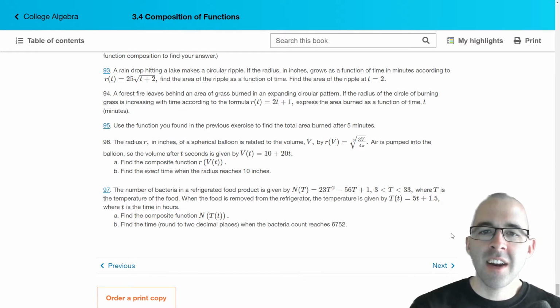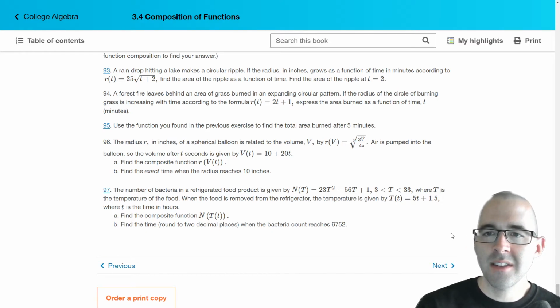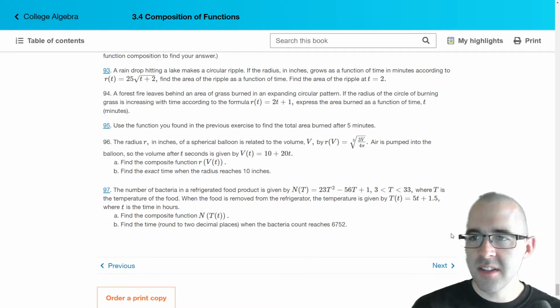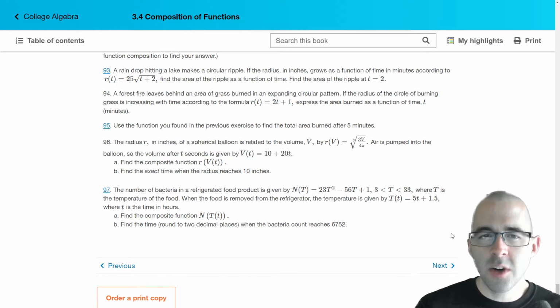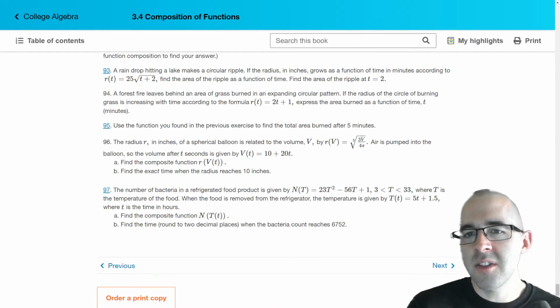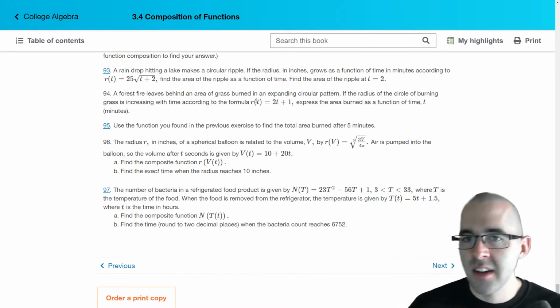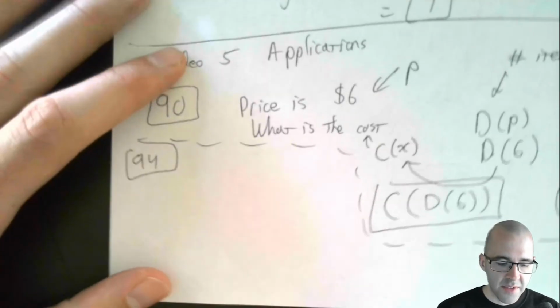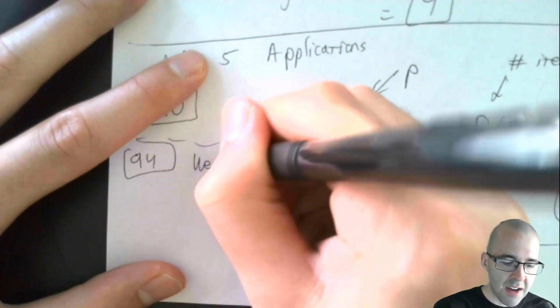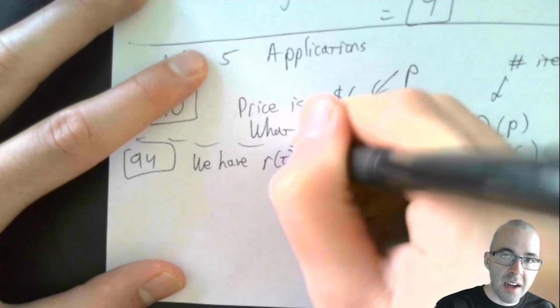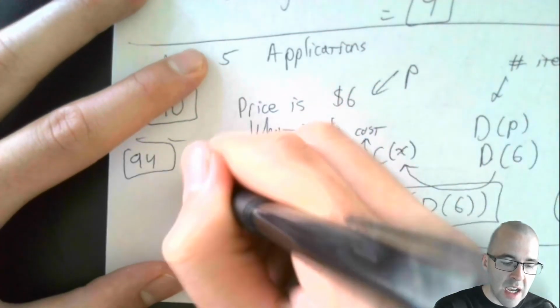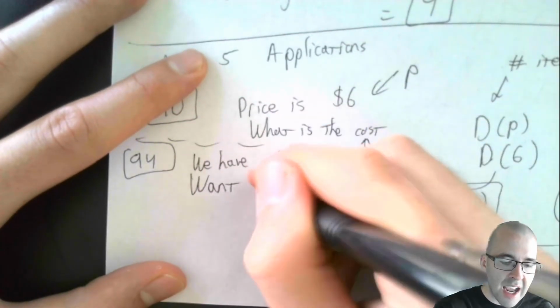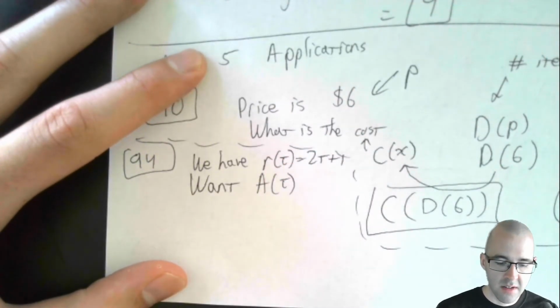Anyway, we have a forest fire leaving behind an area of grass burned in an expanding circular pattern. If the radius of the circle of burning grass is increasing with time, according to this formula right here, that is the radius over time. Express the area burned as a function of time. This one's a little different. What do we have, right? We have the radius over time is 2t plus 1. And what we want is the area over time.